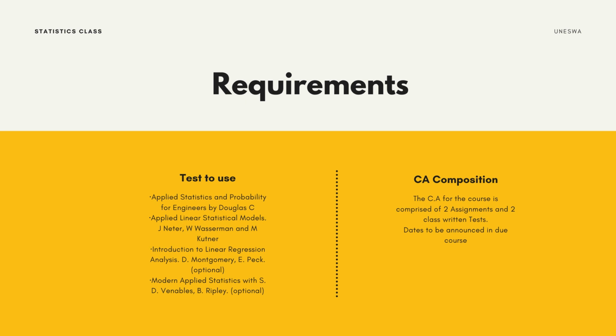onto the portal. Then going on to our CA composition, note that it still hasn't changed. It still contributes 40% to your overall mark, and the exam is going to contribute the 60%. Maybe that will change later on because we're still trying to observe COVID and all its regulations. If you don't find yourself having to write the examination, it means your CA will now come down to 100%. We are still going to have 2 assignments and 2 written tests. The dates for these will be communicated in due course.